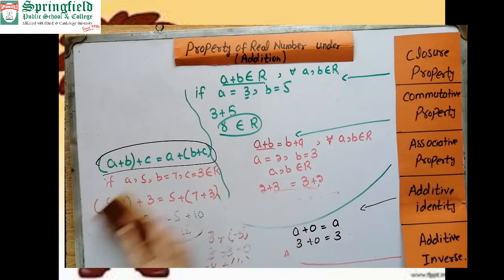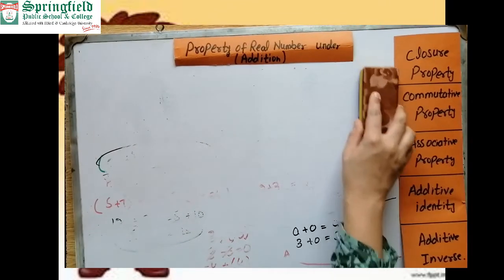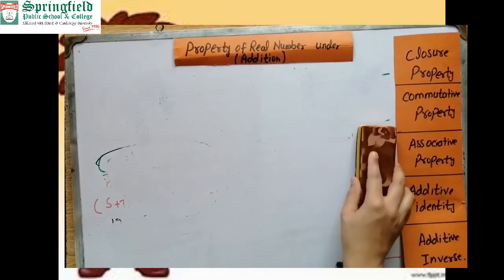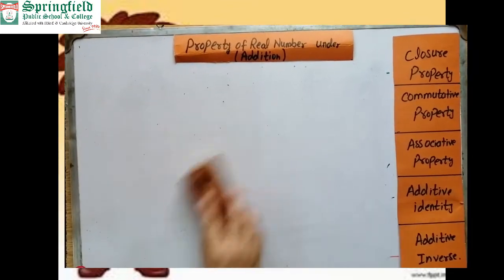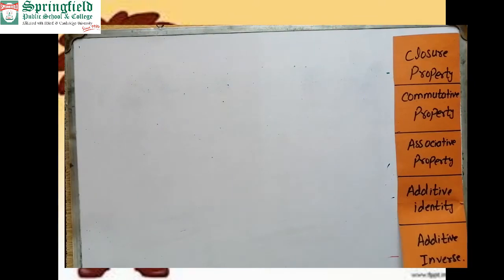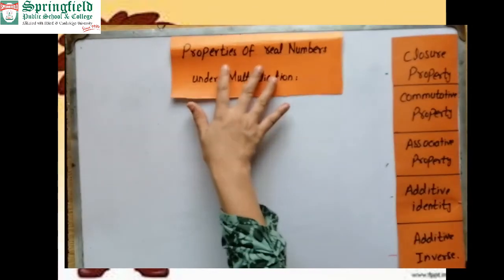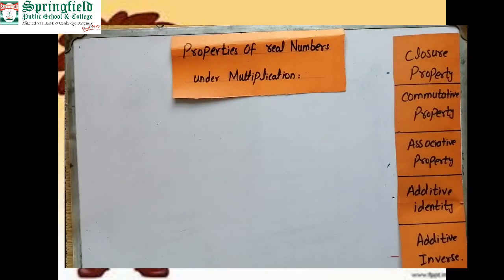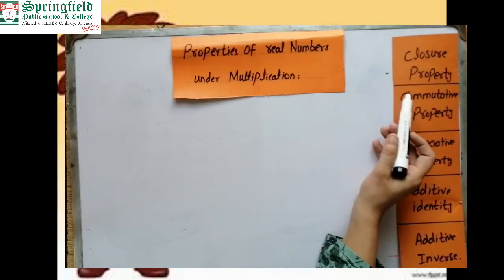These were the properties of real numbers under addition. Addition means the addition sign will be involved. Okay. Now come to the properties of real numbers under multiplication. This is the second type of properties. Okay. Now again, properties of real numbers under addition.